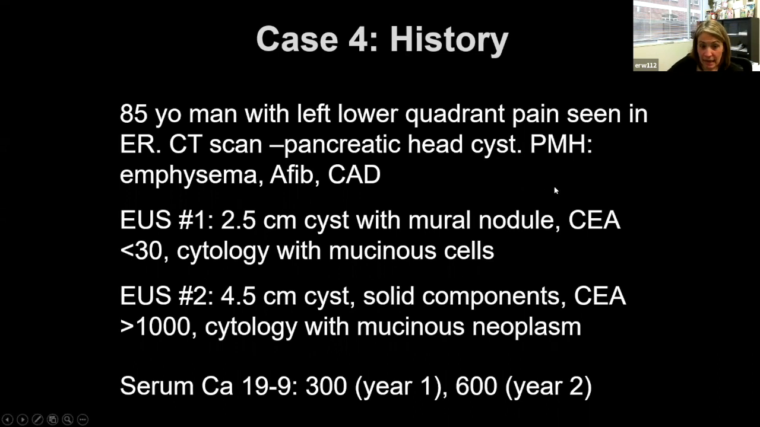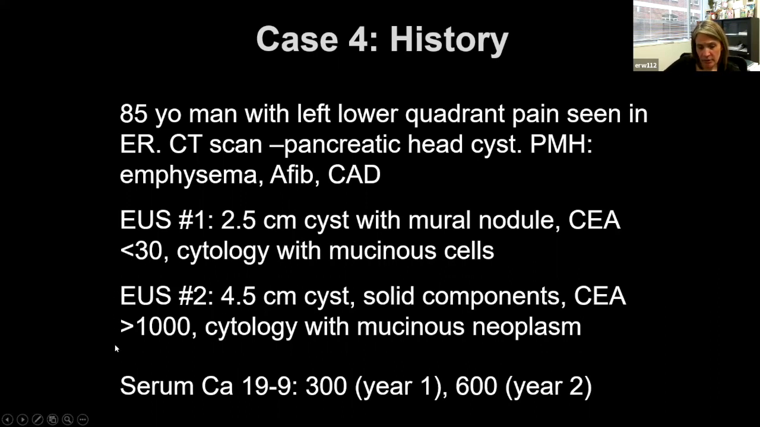Okay, so this is an 85-year-old man who had some left lower quadrant pain that was unrelated, went to the emergency room, got a CT scan. This is how many of the patients are showing up for evaluation. He has a cyst in the pancreas head, but also has comorbidities of emphysema, atrial fibrillation, and coronary disease. He gets an EUS. This is over time he was evaluated. So the first EUS showed a 2.5 centimeter cyst with a mural nodule. The CEA in the cyst fluid was quite low, and the cytology showed mucinous cells, but no atypia.